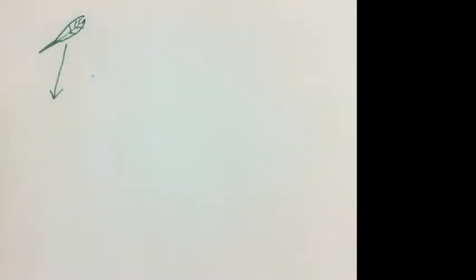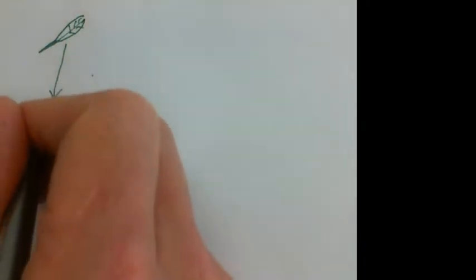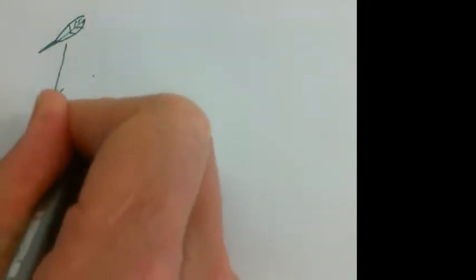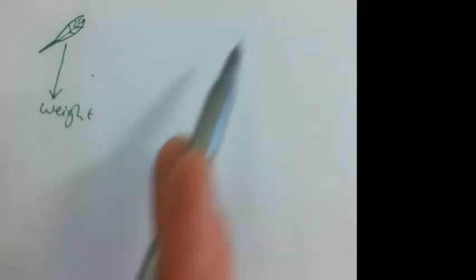So to start with, let's use the example of being on the moon, okay? Because on the moon there is gravity, but there is no air resistance. So if I drop a feather on the moon, then the force that's acting on my feather is just the weight. I don't have anything else acting on it at all. It is just the mass of the feather times by the gravitational field strength of the moon.